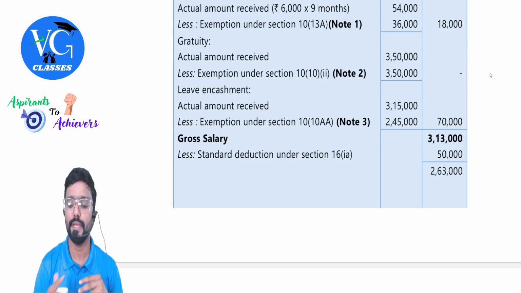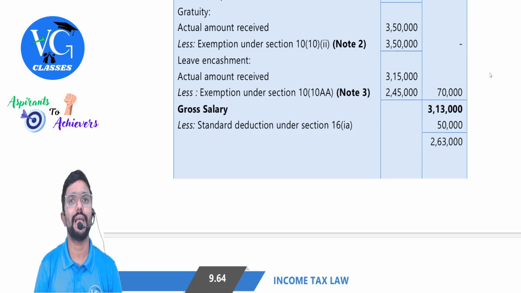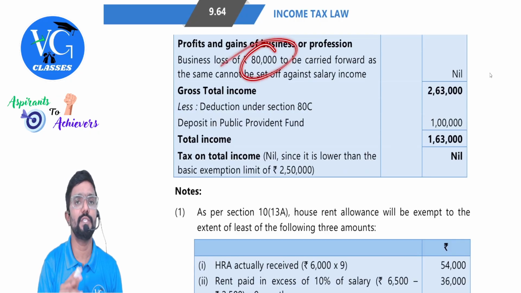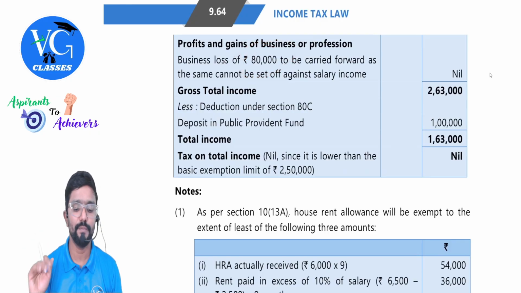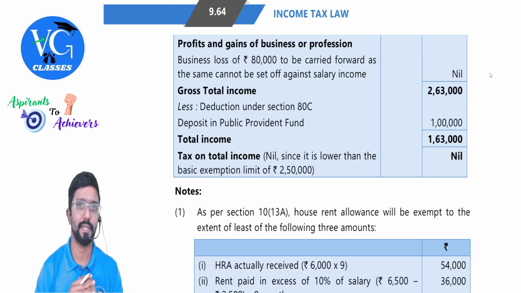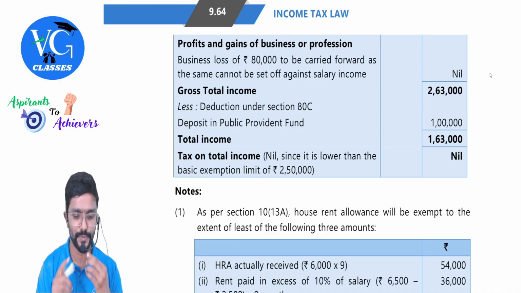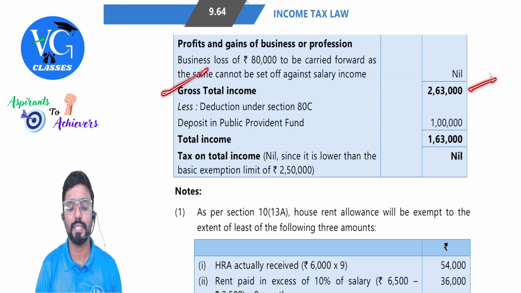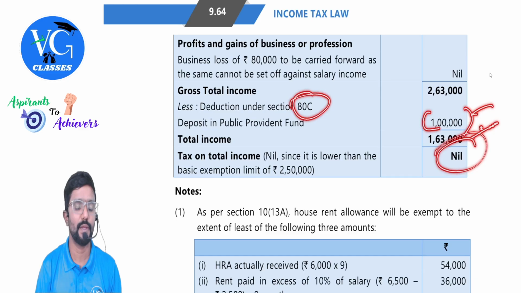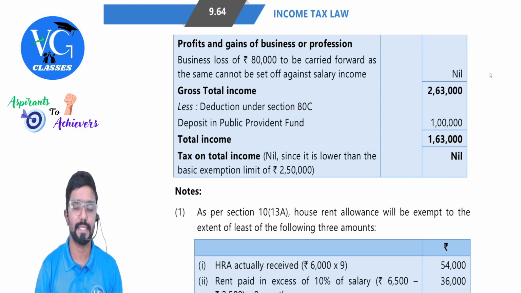Assessee is following the optional scheme, so standard deduction is only 50,000. So what is the taxable salary? 2,63,000. Then he also has a business loss of 80,000, which you can simply carry forward, because business loss cannot be adjusted against salary income, even though it is a current year business loss. So you will get gross total income 2,63,000. There is a deduction for PPF contribution under section 80C, 1 lakh. Reduce it. Total income is 1,63,000, which is less than the basic exemption limit. So no tax.